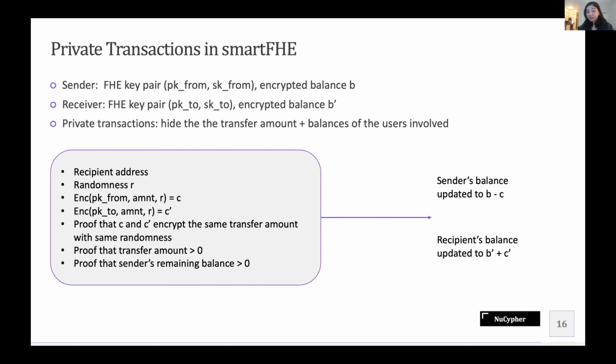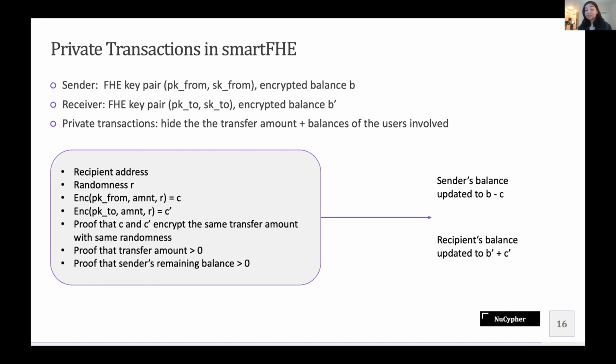We need to know who the recipient is. We're going to encrypt the amount we're interested in sending under the sender and receiver's public keys with respect to the same randomness. So we'll need to publish the randomness, and then we need some proofs. We need a proof that these two ciphertexts actually encrypt the same transfer amount and they use the same randomness. We need a proof that we've sent a non-zero transfer amount to somebody. We're not sending somebody a negative amount of currency.